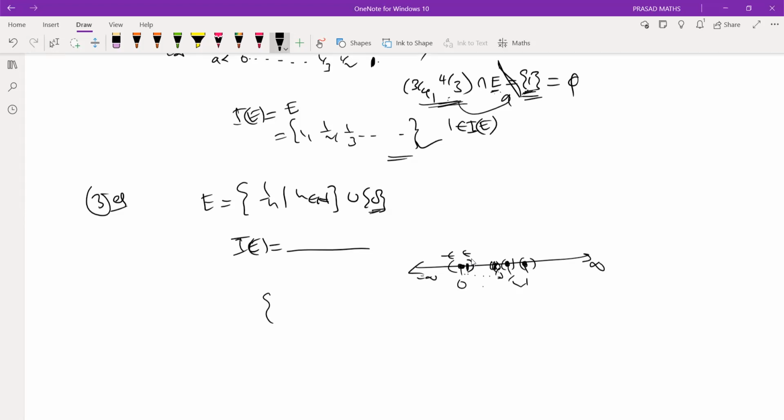So what are the isolated points? 0 cannot be an isolated point, and a point which is less than 0 is also not an isolated point because it does not belong to the set. So what are isolated points? 1/2, 1/3, going on. That means the set of all 1/n such that n belongs to the natural numbers.